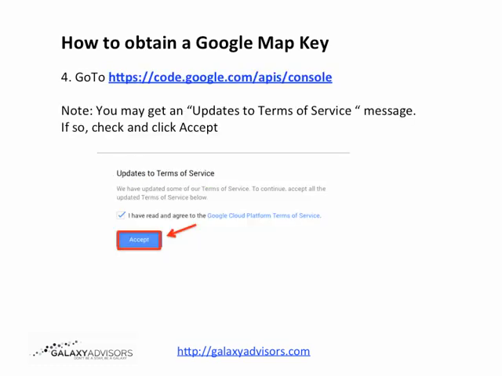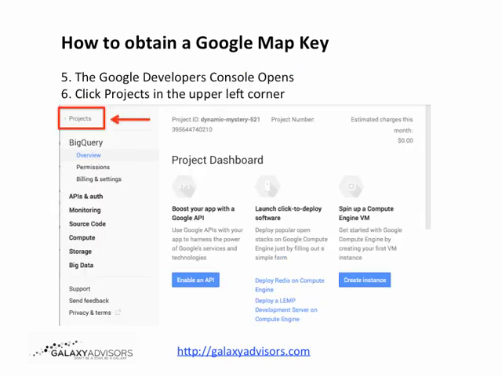In step 4, go to https://code.google.com/apis/console. Again, all these links are beneath the video under Show More. Now, you may get an updates to terms of service message. If so, click I have read and click Accept. In step 5, the Google Developers Console opens. And on this page I've shown here, in the upper left corner, click Projects.